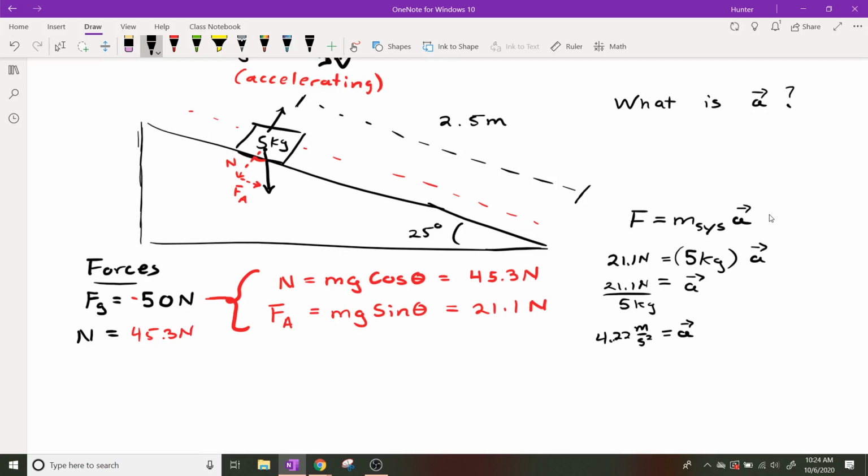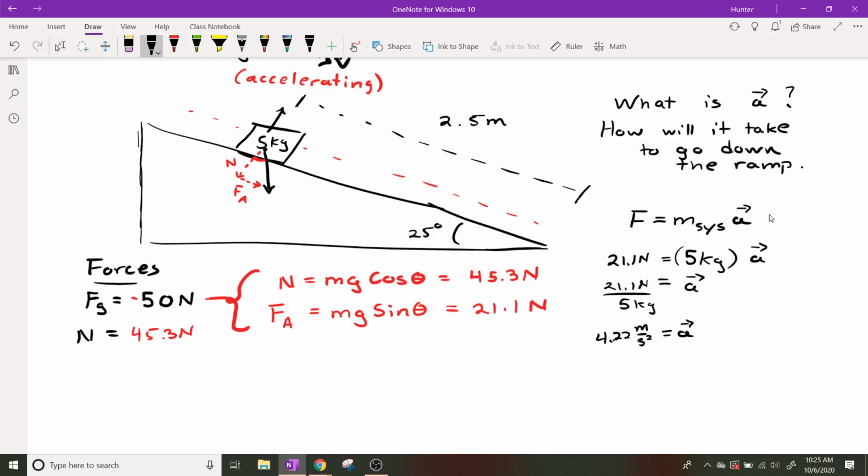So we found our acceleration, and if that was the only question, then that would be it. That's all that we would need. That's never how that works in AP Physics, right? In AP Physics, they always want to try to ask something else. So the next thing they could ask you is, how long will it take to go down the ramp?